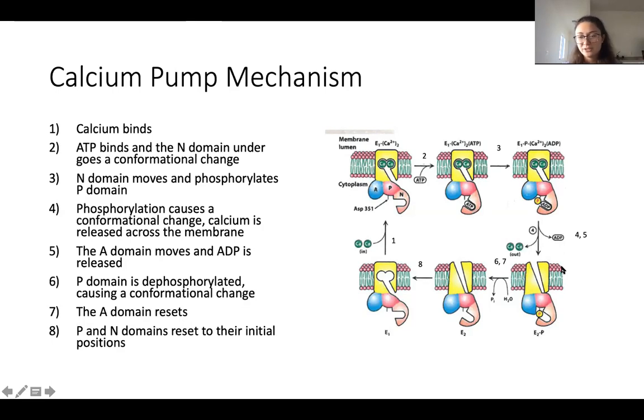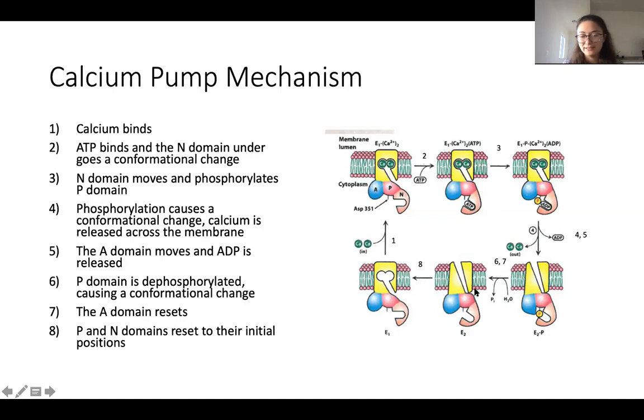That's just because all these conformation changes are going to happen all at once, but we split them up into steps just to make it really easy to understand what all these different domains are doing. And then from here, once we have that conformation change, the P domain will be dephosphorylated, which will cause another conformation change, and the A domain will reset.